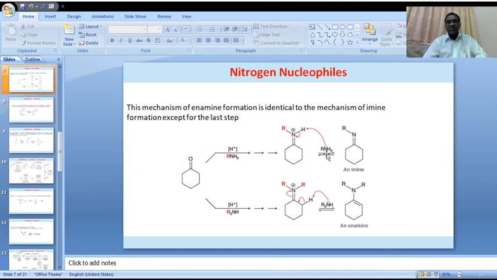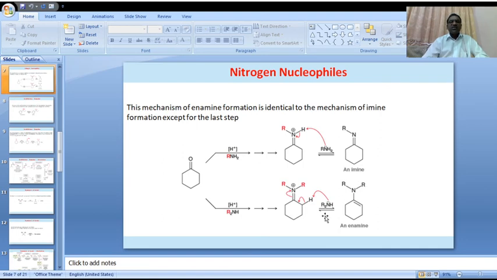In the last step, the primary amine abstracts hydrogen, with breakage of this bond, and the positive charge on the nitrogen atom is neutralized. The remaining double bond and cyclic ring have no change. It is an imine formation.